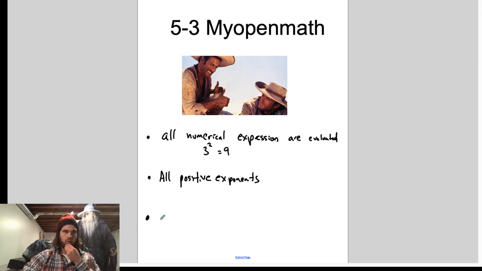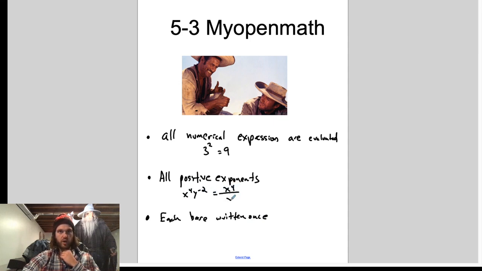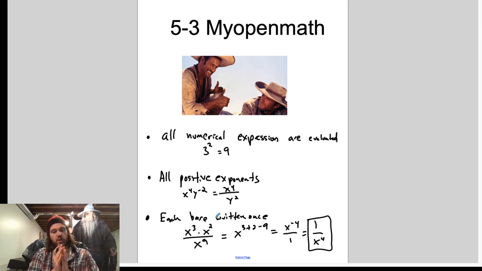Lastly, each base written once, so you know it's simplified. So this would be like x to the 4th, y to the negative 2nd should be written as x to the 4th over y to the 2nd. Each base is only written once, so if you have like x to the 3 times x to the 2nd divided by x to the 9th, that would be x to the 3 plus 2 minus 9. You want to combine them all into one x. 3 plus 2 is 5, minus 9 is x to the negative 4. No negative exponents, cheater. 1 over x to the 4th. So that's this step here. Each base is only written once.